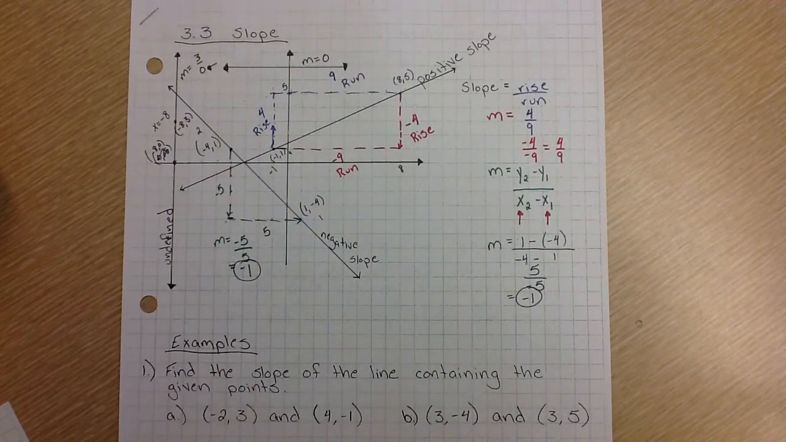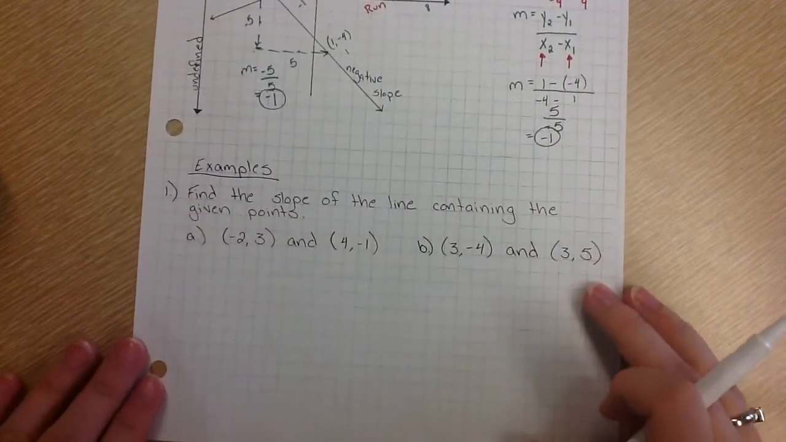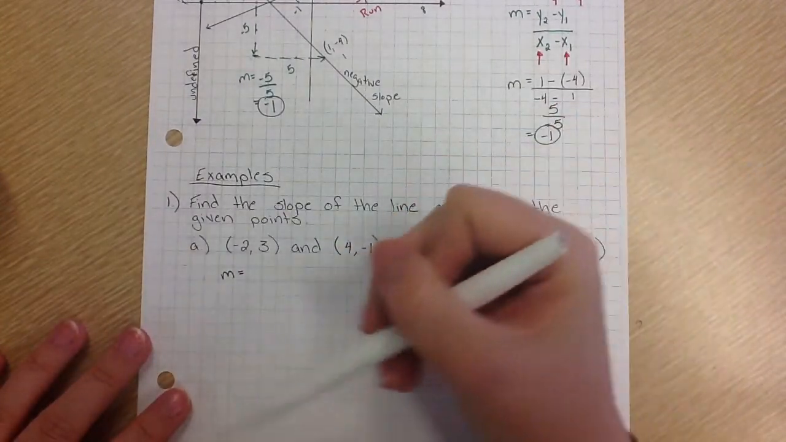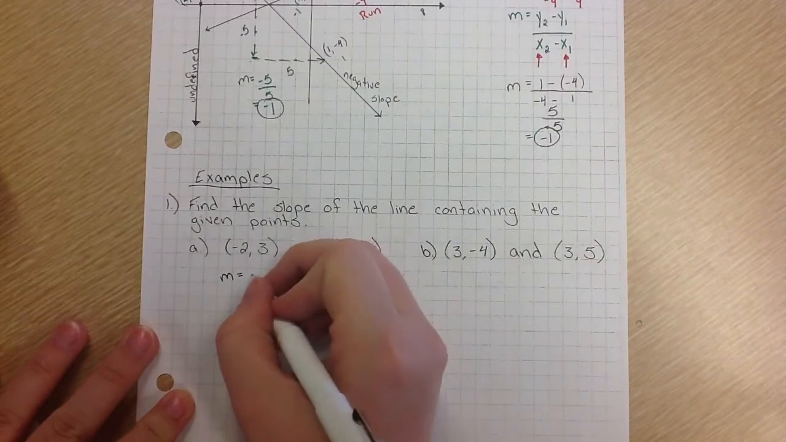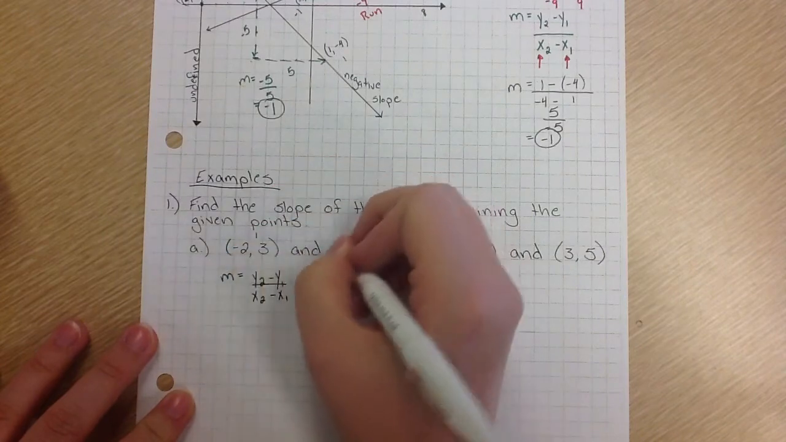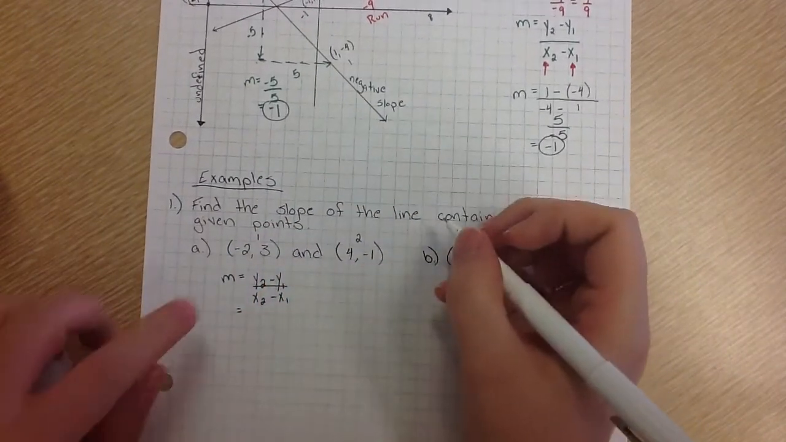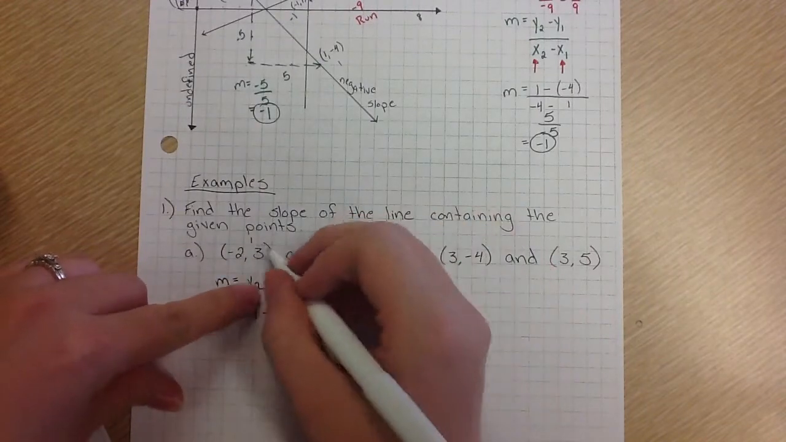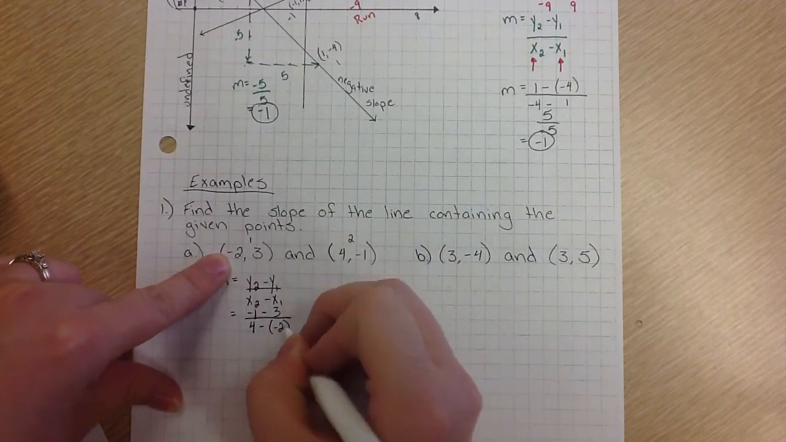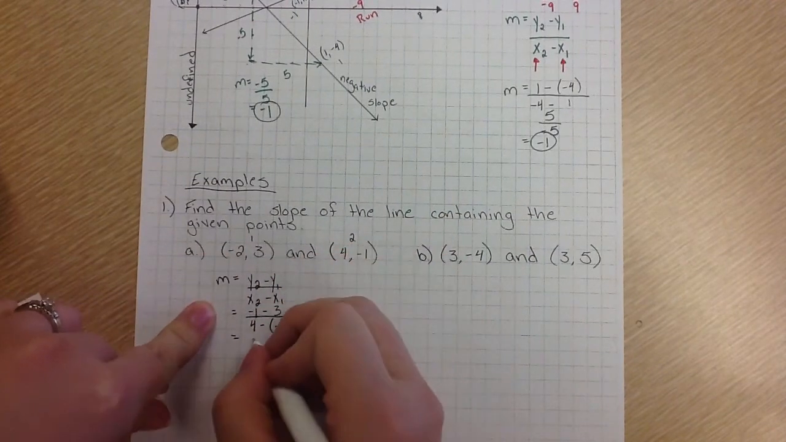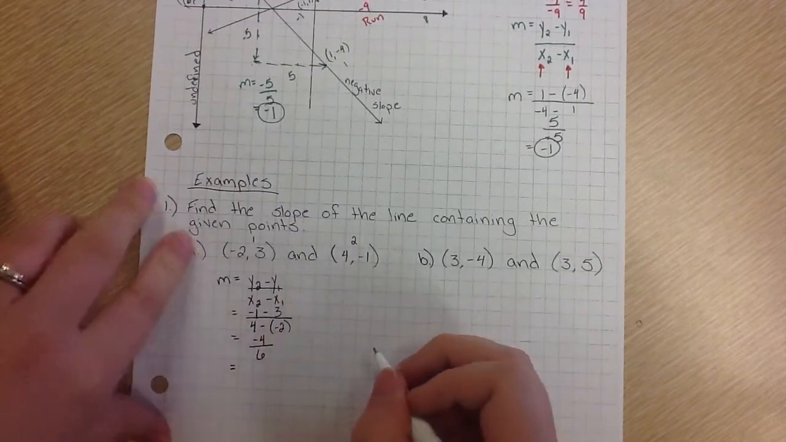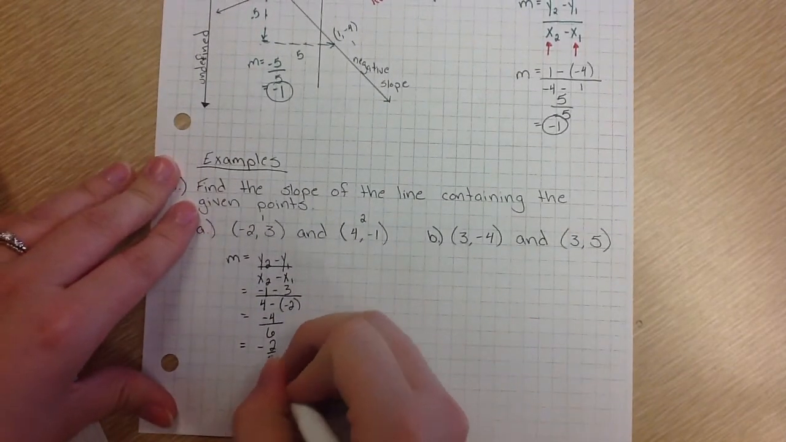Okay, example 1. Find the slope of the line containing the given points. Since I have the points, instead of drawing a graph, plotting the points, and finding the rise and run, I can use my y2 minus y1 over x2 minus x1. I'm going to make this point 1, this one point 2. So y2 is negative 1, minus y1 which is 3, over x2 which is 4, minus negative 2. Negative 1 minus 3 is negative 4. 4 plus 2 is 6. Always simplify your fraction, so this gives me negative 2/3 as my slope.